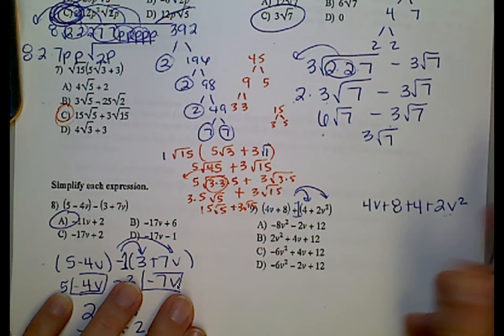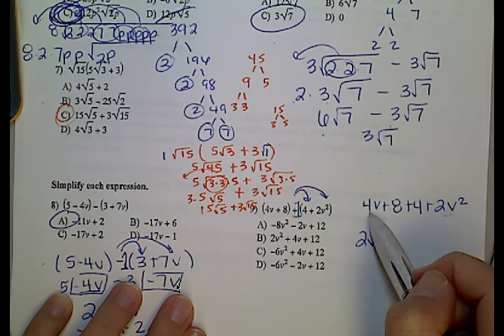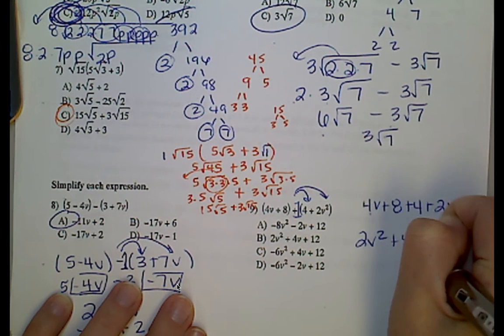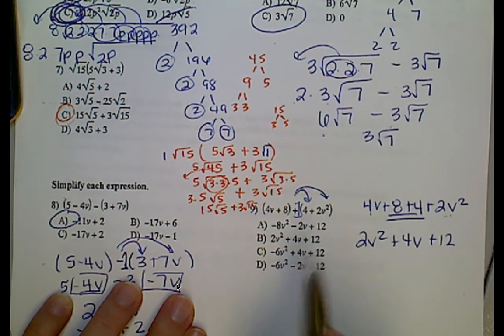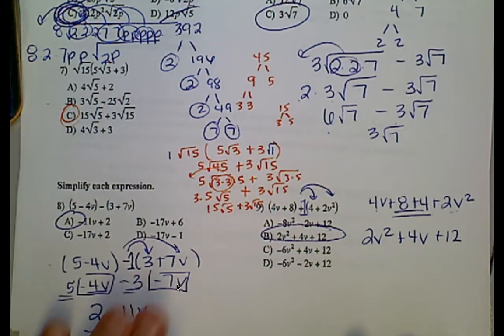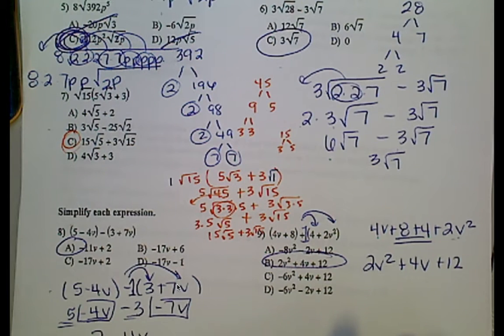This is the only one with a v squared, so I'm going to write 2v squared. It's the only one with a 4v, so I'm going to do plus 4v. However, these two are like terms, which add up to 12. And 2v squared plus 4v plus 12 is b. And same thing, you can blood squirt on that one as well.